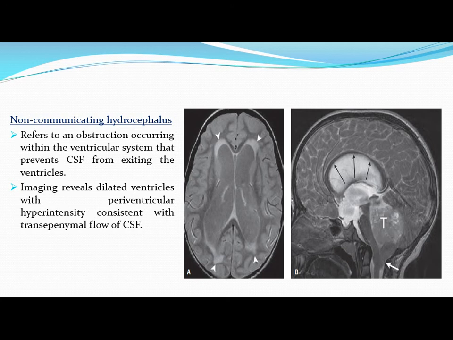Imaging reveals dilated ventricles with periventricular hyperintensity consistent with transependymal flow of the CSF. And there's ventriculomegaly. And sagittal T2 weighted image shows thinning of the corpus callosum and upward convexity and ballooning of the third ventricle recesses, and the causative mass is a large ependymoma in the fourth ventricle.